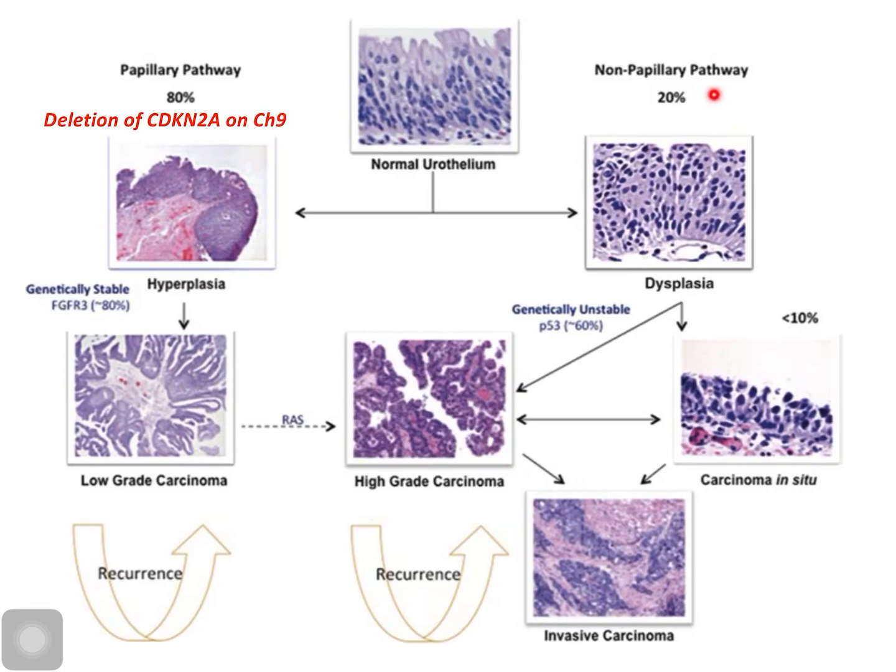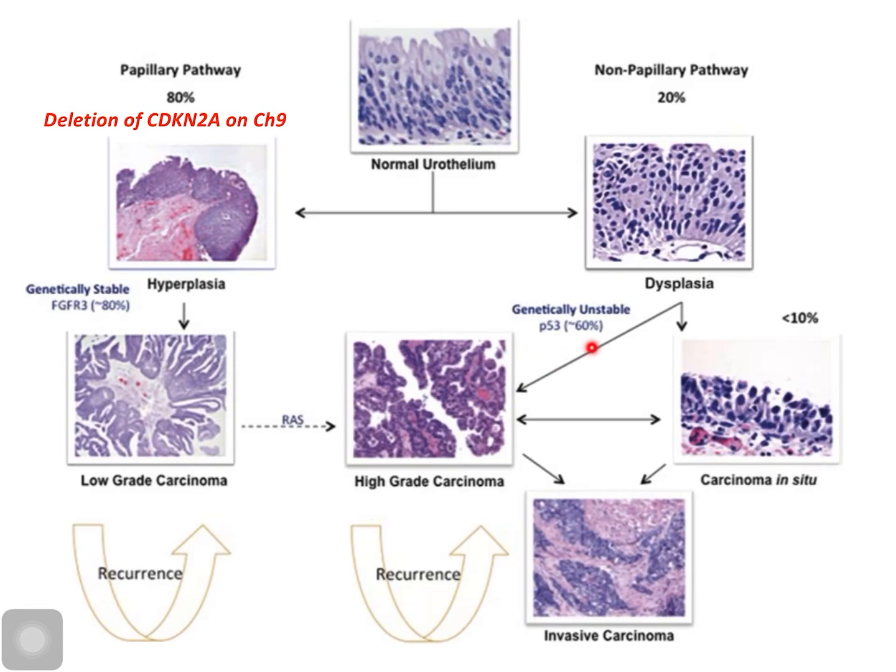The non-papillary pathway accounts for 20% and presents with dysplasia. It is genetically unstable, and in approximately 60% of cases it shows P53 mutation.